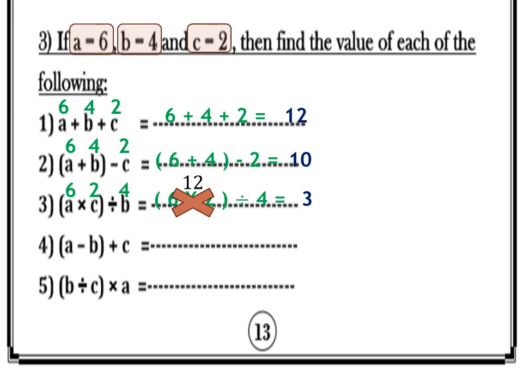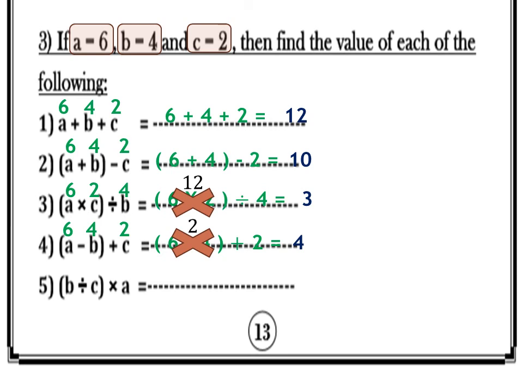And now in number 4, open bracket, a minus b, close the bracket, then plus c. A minus b between brackets, then plus c. A is 6, b is 4, c is 2. So when we open the bracket, 6 minus 4, then plus 2. 6 minus 4 is 2. 2 plus 2 is 4.